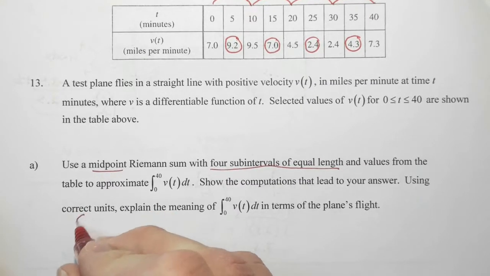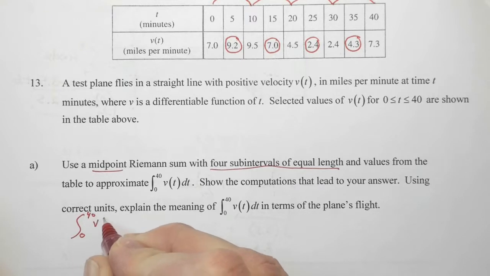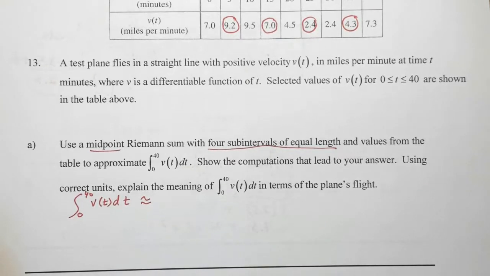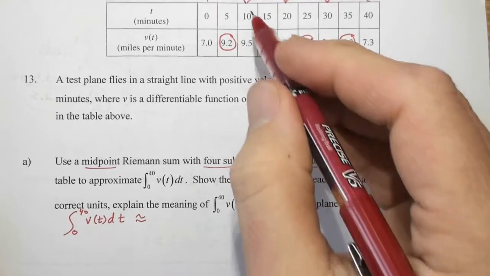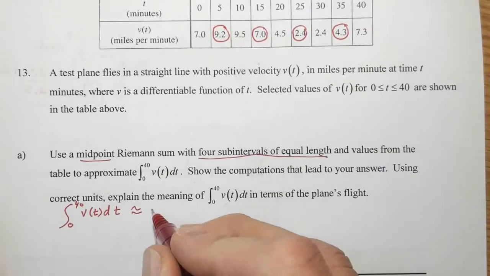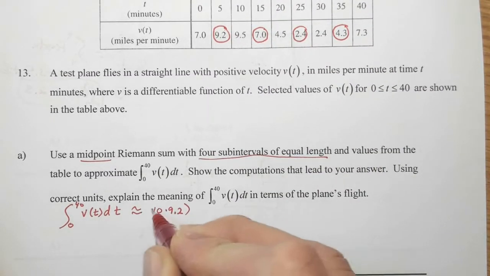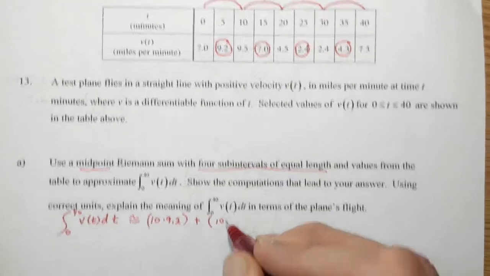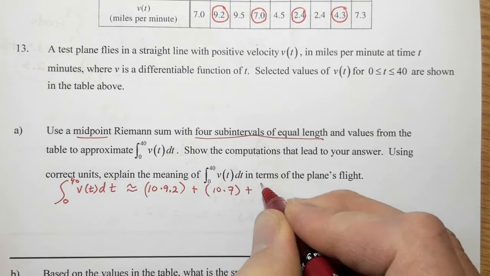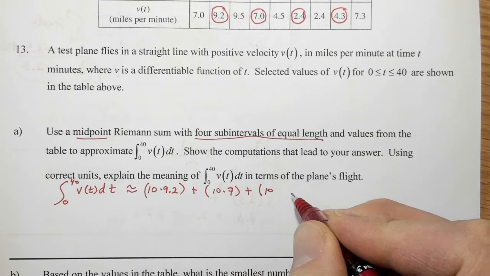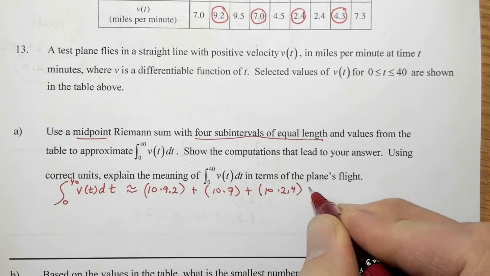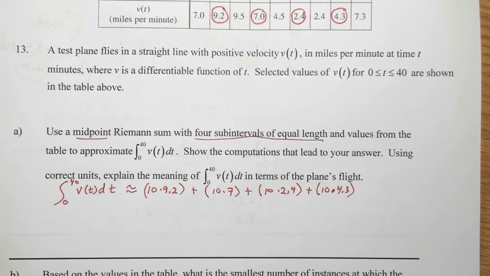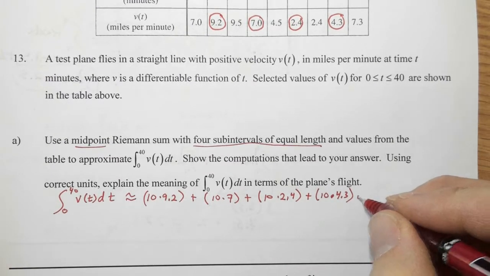Our integral from 0 to 40 of v of t dt will be approximately equal to, not equal to, but approximately equal to, hence the wavy equal sign. And then we see 10 times 9.2 plus 10 times 7 plus 10 times 2.4 plus 10 times 4.3. And we can actually stop here because we don't need to simplify.